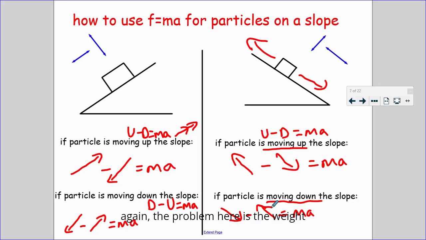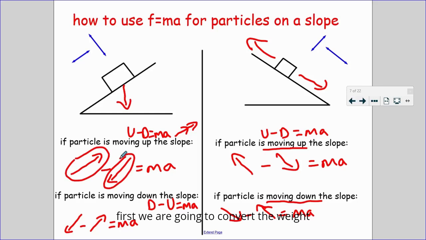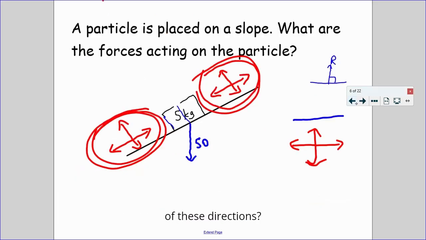Okay, once again, the problem here is the weight, because the weight is always in this direction, vertical. Okay, so the problem with the weight is it's neither in this direction or this direction. So first we are going to convert the weight and then use F equals ma. Okay, now how do we convert the weight into one of these directions?